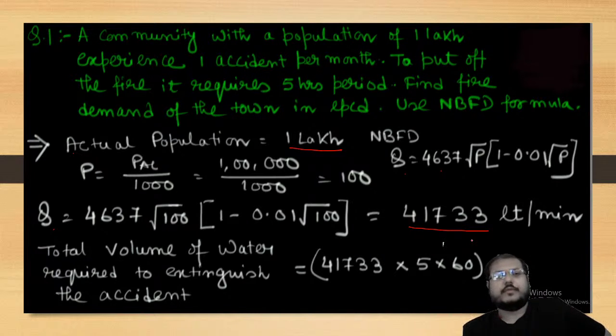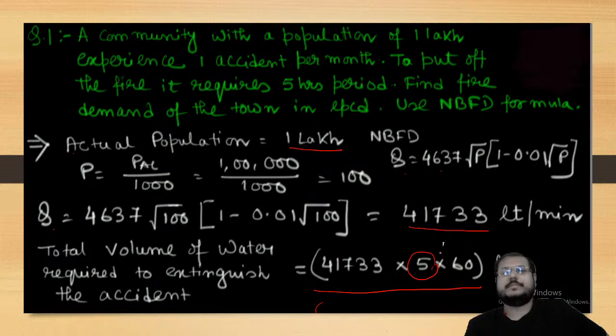Now, the total volume of water required to extinguish the accident will be 41733 into 5 into 60 liters. How? Because to extinguish the fire, you require a 5 hour period. As this unit is in liters per minute, that's why we are converting hours into minutes and multiplying. That is the total amount of water required.